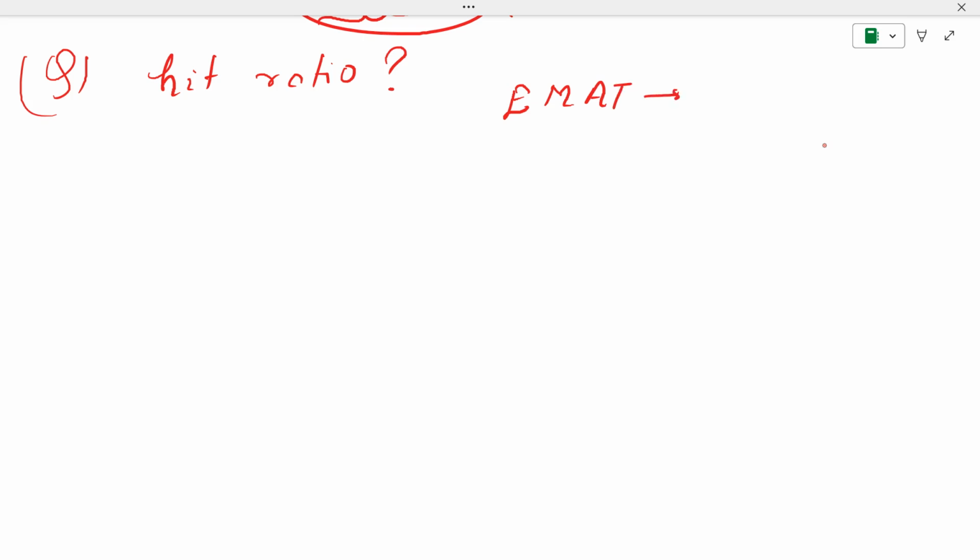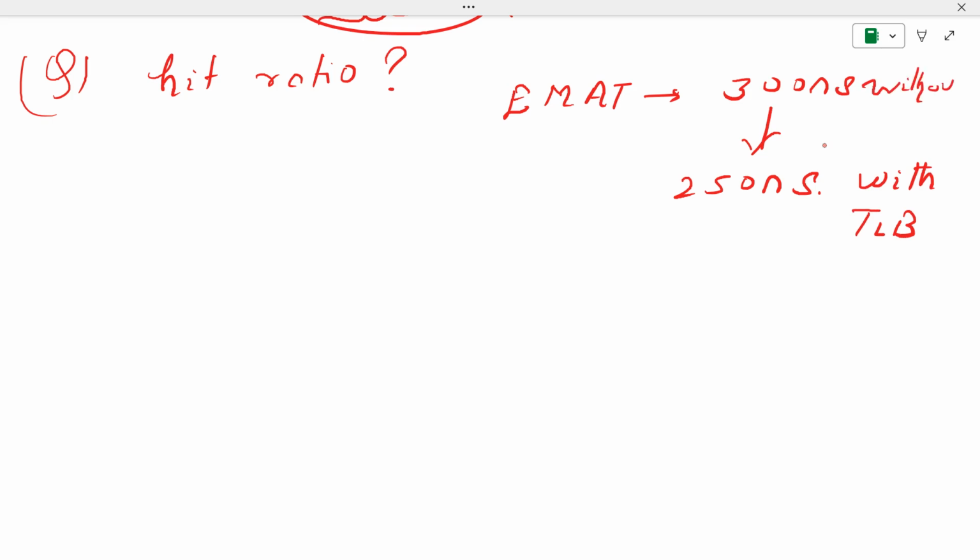Now there will be some other questions coming up. Let's say we have a system and we need to calculate the hit ratio, so that the effective memory access time reduces from 300 nanoseconds without TLB to 250 nanoseconds with TLB. This 250 nanoseconds is with TLB and 300 nanoseconds is without TLB.